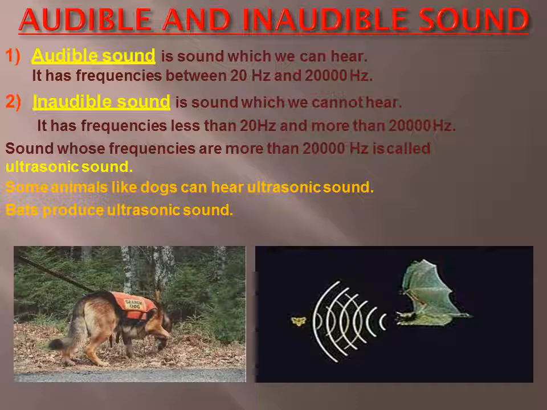Now let's move to another part, and that is audible and inaudible sound. What are audible and inaudible sound? We have two types of sound. Number one, audible, which we can hear. It has a frequency between 20 hertz to 20,000 hertz. Below that we can't hear, and above 20,000 hertz we can't hear either. That is inaudible sound. Below 20 hertz and above 20,000 hertz, mostly animals can hear. That means dogs and bats can hear the inaudible sound.